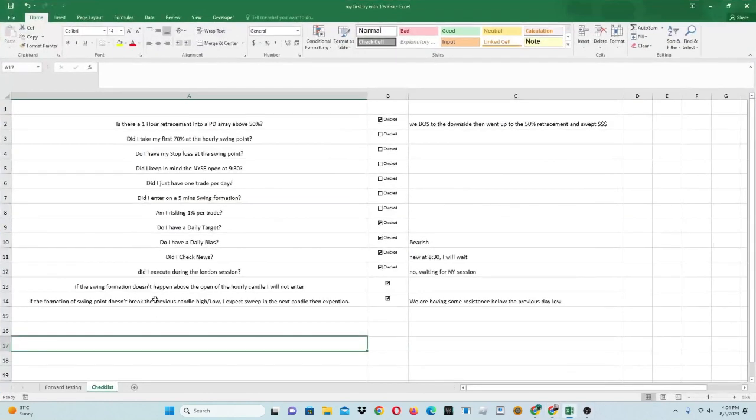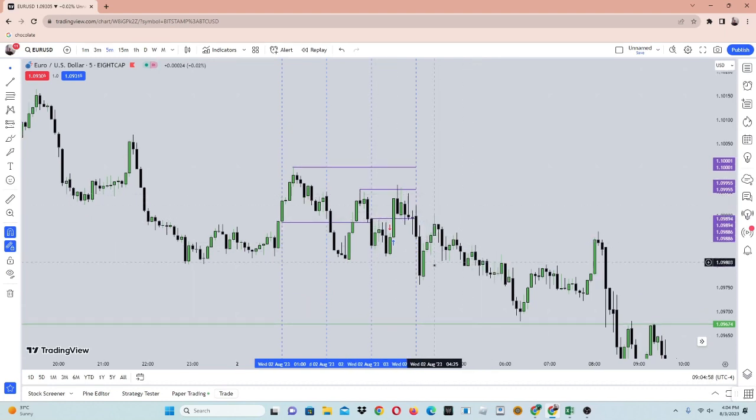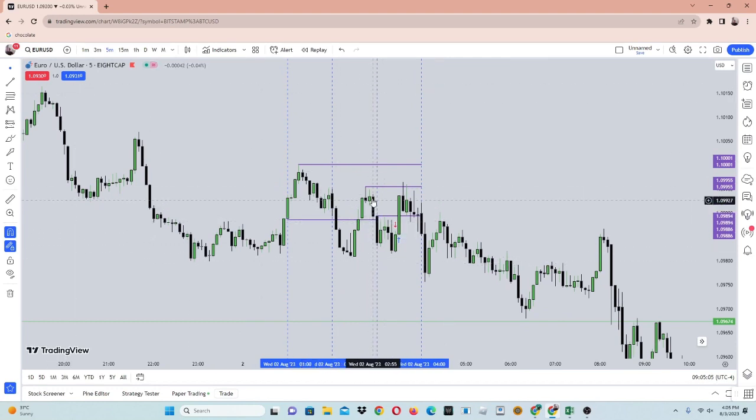If you can see, I want to see the swing formation happen above the open of the hourly candle. So I did not have this in my rules. So what happened here, we had a swing formation, and as you can see, I entered immediately after the close, and I had my stop loss above the high of the hourly candle. But I should have known that this high would have been taken. Why? Because this hourly candle did not close below the low of this swing point.